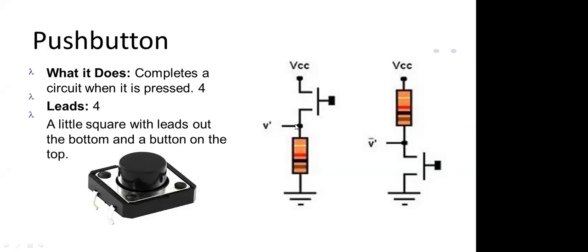So when you get 0 volt at the output without pressing the push button, that is a pull down resistor. When you get 5 volt output without pressing the push button, and when you press the push button you get ground, that is a pull up resistor. This one is pull up and this one is pull down.